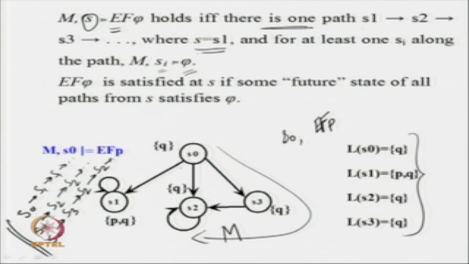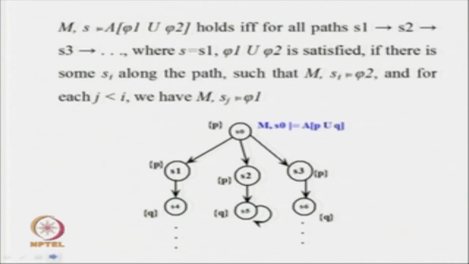But if you follow this particular path S0 to S1 to S1 like that, then that S1 is marked with P, that means P is true over here. That means, we are going to get at least one future state where P is true. So, due to this particular path, we say that in S0, E F P is true. So, this is the way that we are going to define the truth values of E F P.